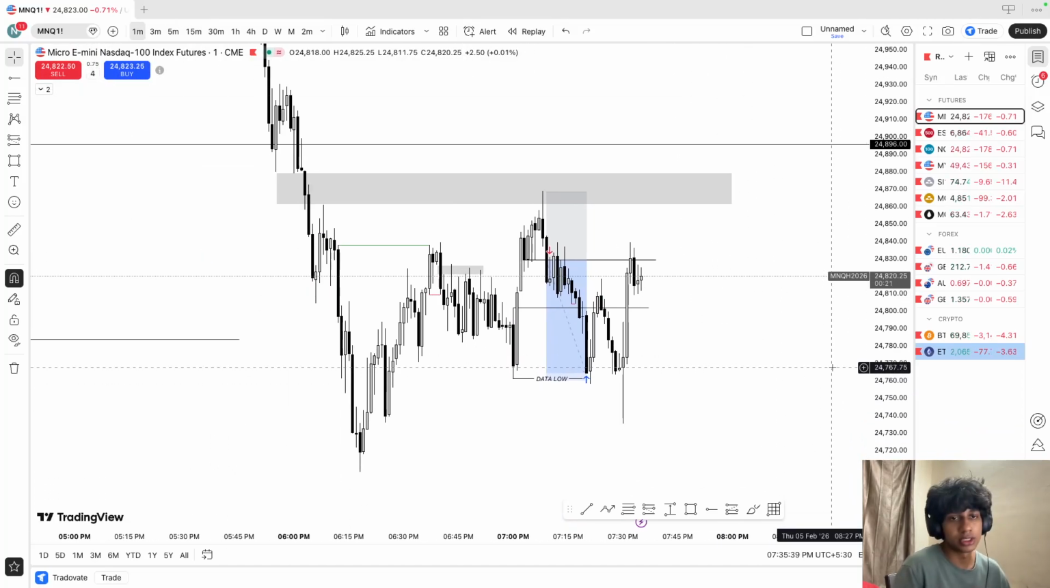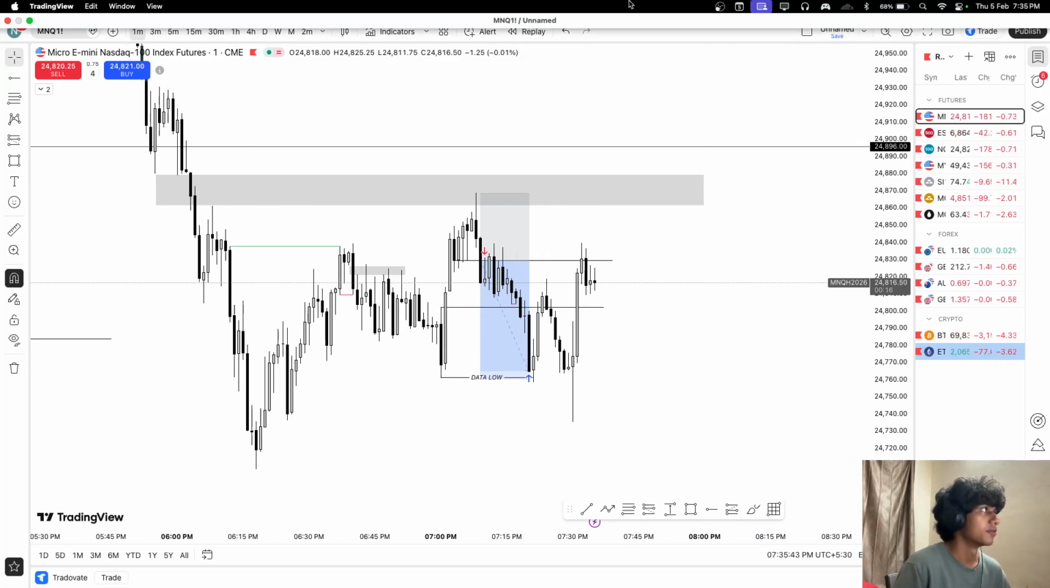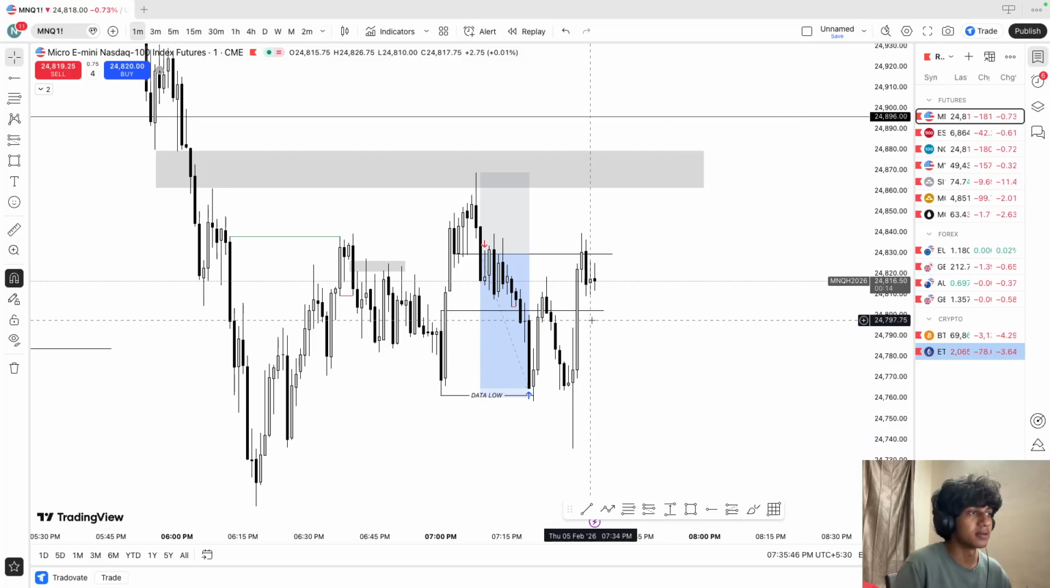Yeah, those are the two trades which I took today, and hopefully I'll take more after the news drops. We have one more news at 8:30. I'm actually traveling, so yeah.